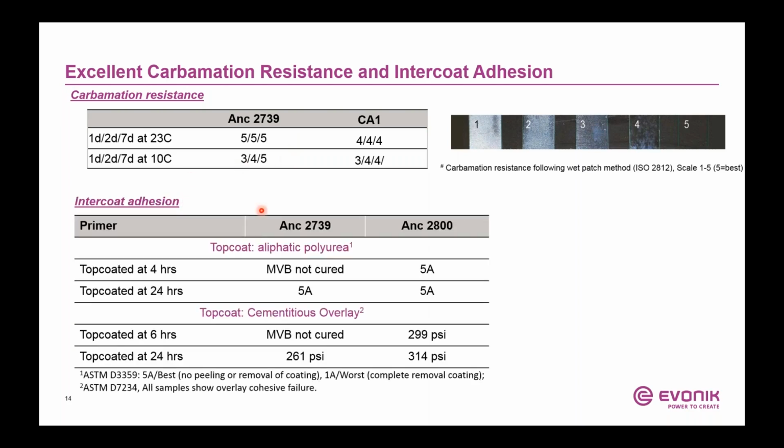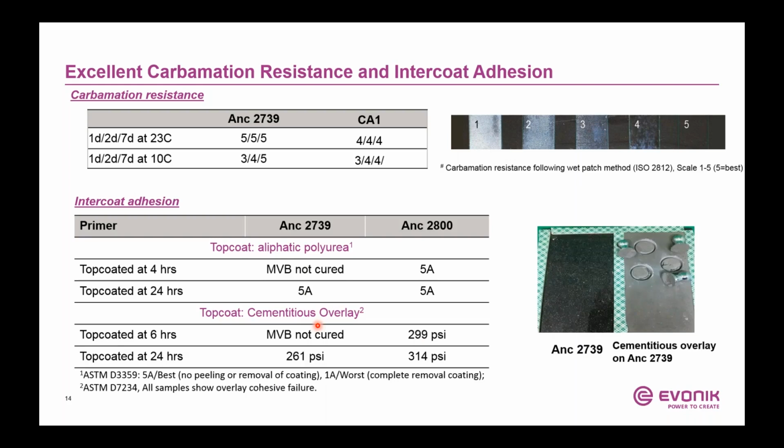And then we actually did test the intercoat adhesion. So what we did was take an aliphatic polyurea and apply it on top of 2739 and 2800 after 4 hours cure, and then after 24 hours cure. And the same thing we did with the cementitious overlay. A lot of times a cementitious overlay is put on top of a moisture vapor barrier before you come down with a floor covering like tiles or wood laminate floors. That was applied after 6 hours and then after 24 hours. And the data here, I'm not going to go into detail, but pretty much shows you get very good intercoat adhesion to the top coat.